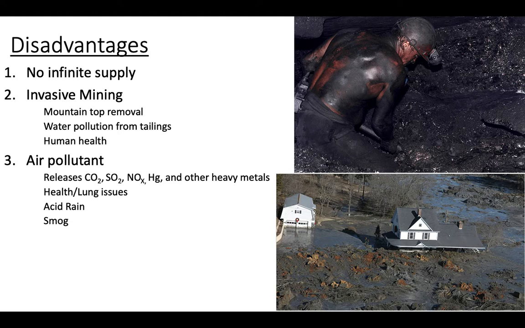Burning coal releases a lot of air pollutants, not just CO2, which is a greenhouse gas, but also other air pollutants like sulfur dioxide, nitrous oxides, and mercury, which can lead to lung and health issues. They can lead to the formation of acid rain and smog. So coal pollution is more than just climate change. It's also about the quality of the air that we're breathing. CO2 isn't dangerous to breathe, but these other things are.